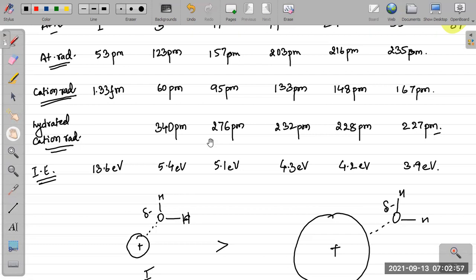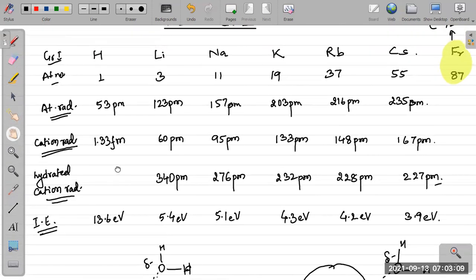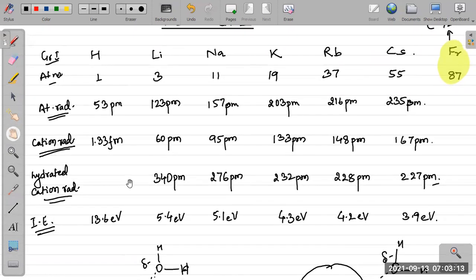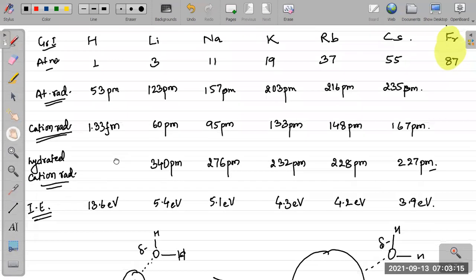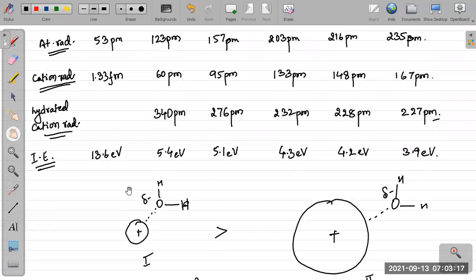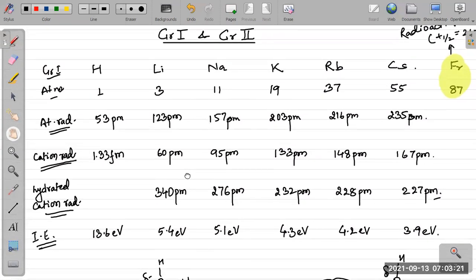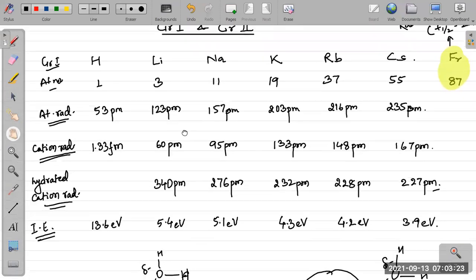across the period. The first group has the lowest ionization energy, hydrated radius and all. I'll be doing it separately for group 2 elements also, so we'll see those values as well. You have noted this information. Yes, sir.